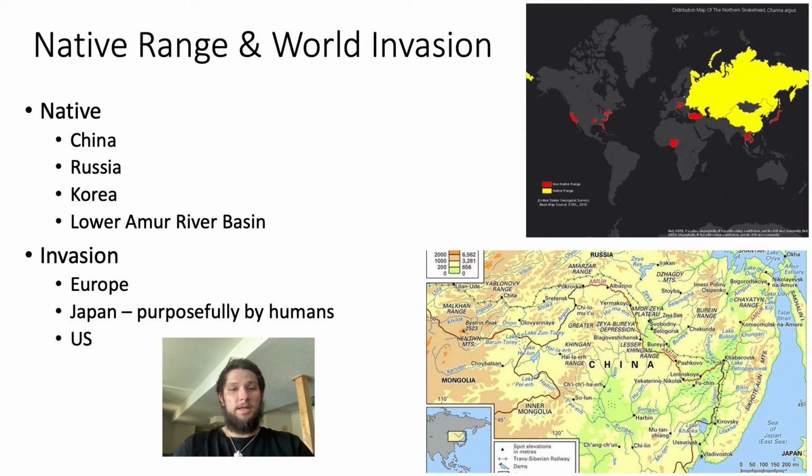The northern snakehead is native to China, Russia, and Korea, and it is most prominently found in the lower Amur River Basin, which is here in China. It's your bottom map. And then the northern snakehead has invaded the U.S., Europe, and Japan, along with other countries around the world. And that's shown on the upper map here. It was purposefully introduced into Japan by humans. It was not purposely introduced other places.